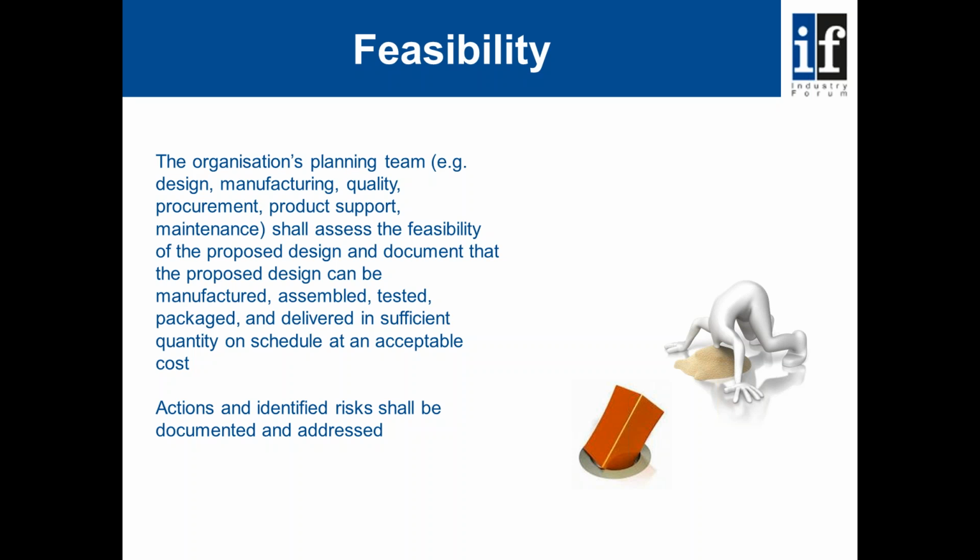One of the key steps at this point then, and this step is bridging design to manufacture, is feasibility. So we actually need to assess the feasibility of the design, and we need to answer questions like, can the design be manufactured, assembled, tested, packaged and delivered in sufficient quantity on schedule? So I think the theme here is that although we may have achieved a product design, it may not actually be feasible to manufacture that product.